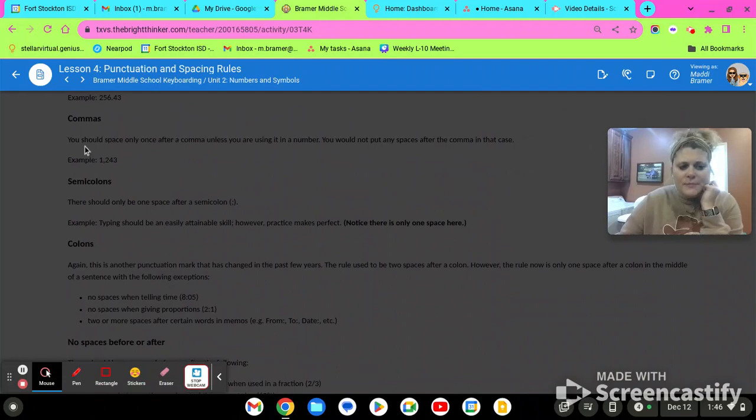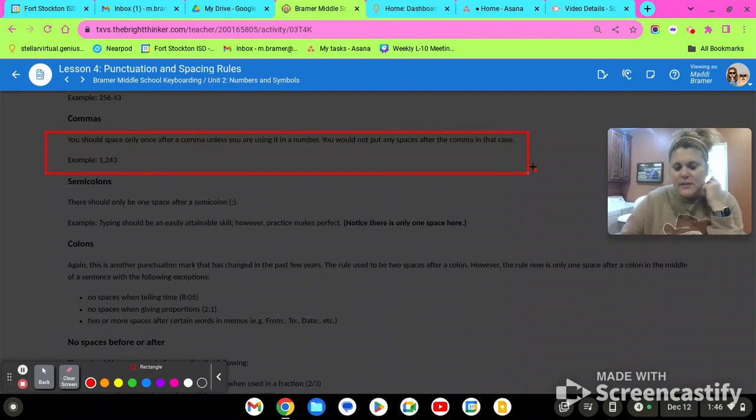Okay, let's look at commas. Space once after a comma, unless you're using it in a number. You don't put any spaces if you're using numbers, okay? But if you are writing a sentence, after the comma, put a space, just like any punctuation. Semicolons. One space after a semicolon. So here's a good example. Typing should be an easily attainable skill, semicolon, space. However, see they put the comma, then space. Practice makes perfect. Period, space.